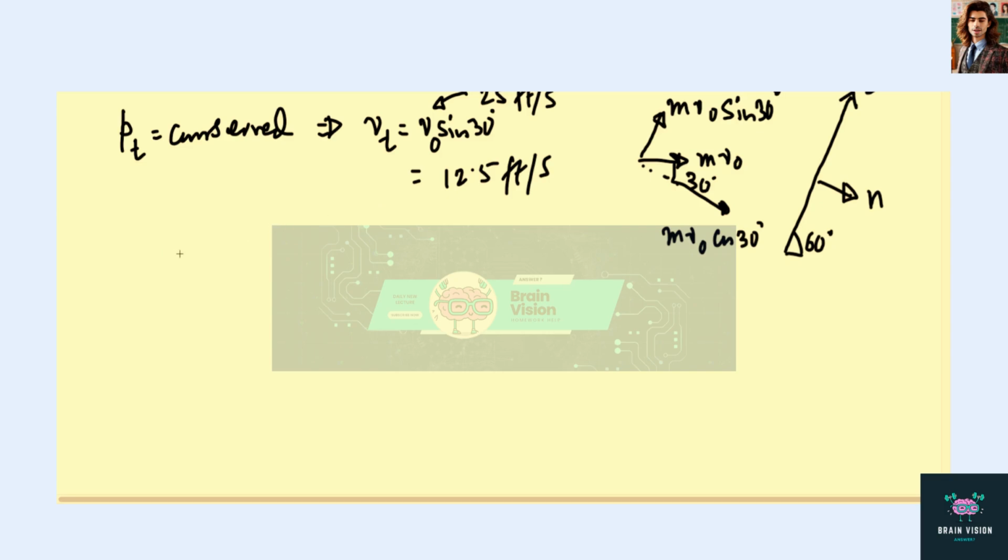Now we have to use the coefficient of restitution in the normal direction. So normal velocity after the collision becomes e times v0 cosine 30 degree, coefficient of restitution being 0.9, the normal velocity comes out to be 19.49 feet per second.